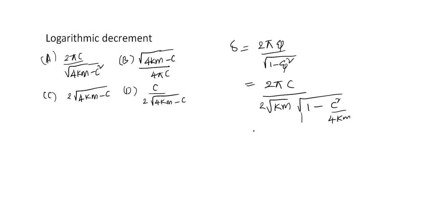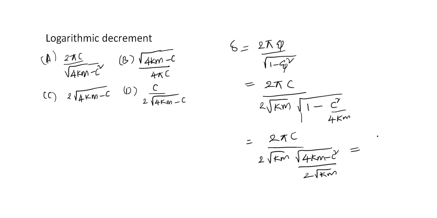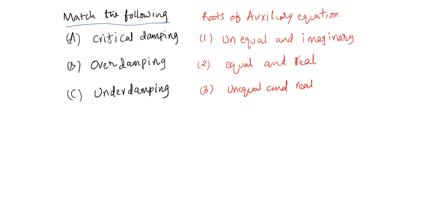This is 2 pi c by 2 root km into square root of 4 km minus c square by 2 root km. This can be equated as 2 pi c by square root of 4 km minus c square. So option A is the right option. Now let us see the next question.